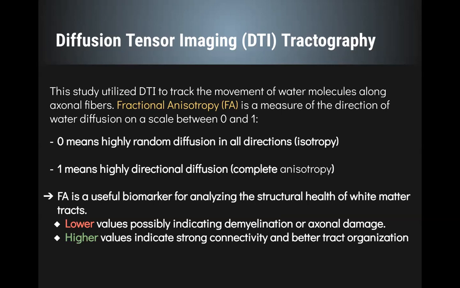So this was a diffusion tensor imaging study. What that means basically is that we're tracking the movement of water molecules along axonal fibers in the brain. We do this through a measure called fractional anisotropy, which is basically a scale of the direction, 0 being really random direction, 1 being highly directional. It's a useful biomarker for analyzing the health and structural connectivity of white matter tracts. Low FA scores could be indicative of possible demyelination or axonal damage, and higher values indicate a strong connectivity and better tract organization.